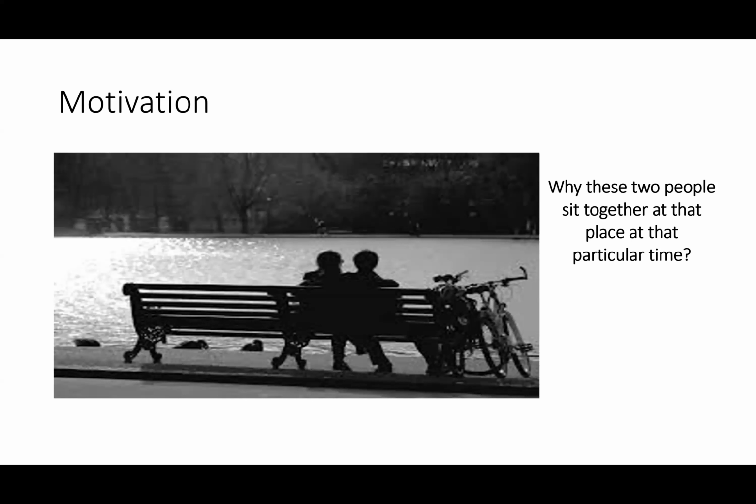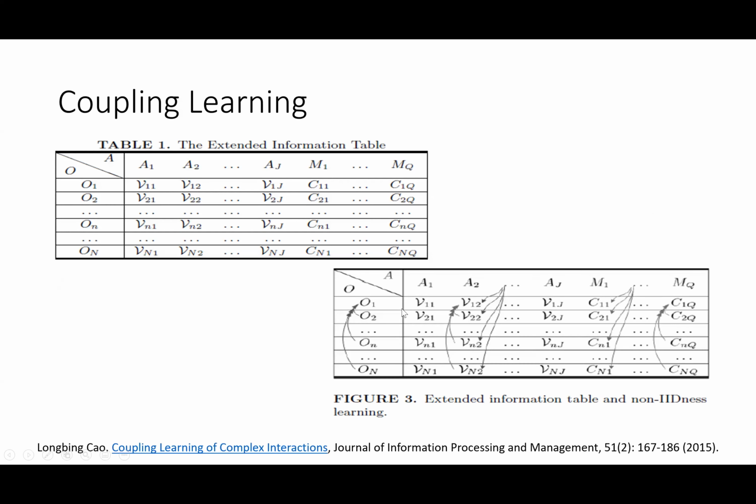So the rationale is this: for this picture, if we do picture learning or image analysis, we find two persons sitting on this chair together at this particular moment. So we want to understand why these two persons sit together here at this particular time, at this place, in a mathematical, quantitative way. That's basically what we want to do, right? We want to find the reasons why. Right? So, a computing way, right? And how to do that?